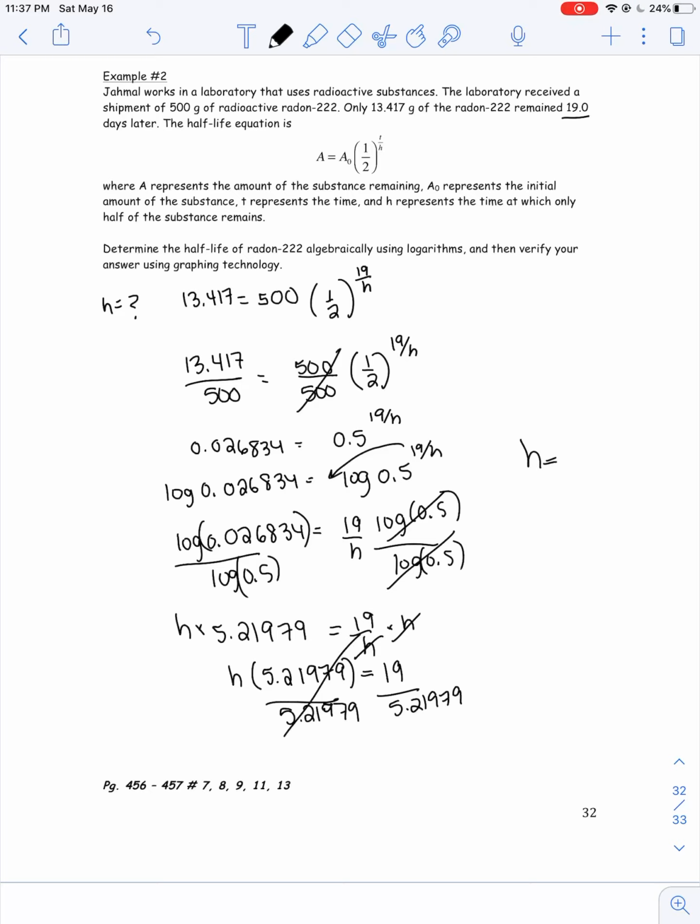Okay, so that's how we'll solve for h, by putting 19 divided by 5.21979 in our calculator, and we'll get approximately 3.64. Okay, so you can always verify. With your graphing calculator, go y1 into your calculator and y2. The left side of your equation should be y1, the right side should be y2, and you want to find the intersection, and if you do it properly, you should find that the intersection occurs when x is equal to 3.64, as we can see right here. So we can round that up to 4 days, approximately 4 days for this to occur.